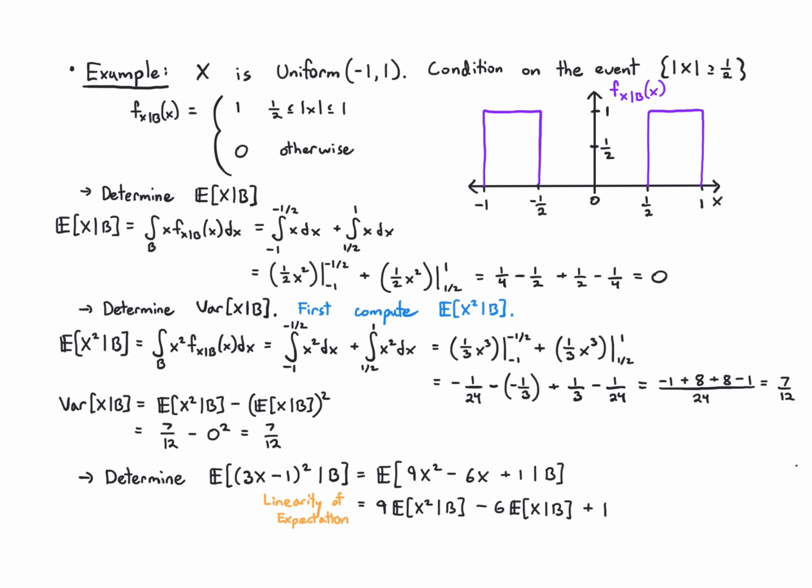And so I have these terms worked out. I have 9 times 7/12 minus 6 times 0 plus 1. And then I can just simplify. I get 63 plus 12 over 12. And that's 75/12. And that is 25/4. Okay, and that's it.